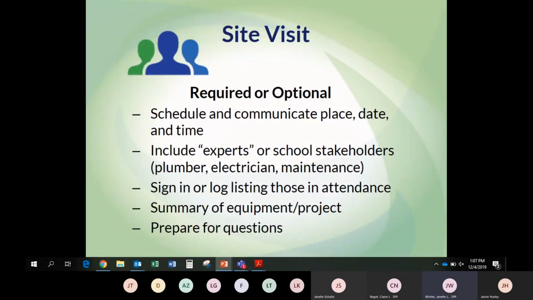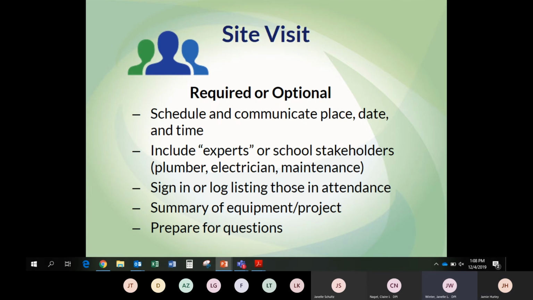Site visit. So let's review this. We had put out that requiring or making a site visit optional is part of a bid process. If you are having a site visit required or optional, you want to make sure that you also are communicating to your bidders the schedule of when the site visit should take place.